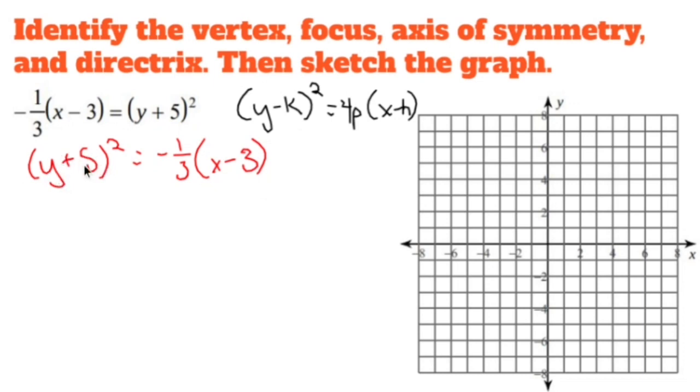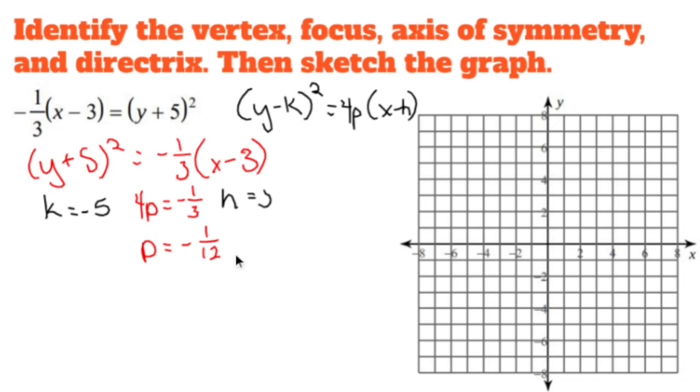Let's compare the two. (y plus 5) squared, (y minus k) squared. Negative k is positive 5, so k is negative 5. x minus 3, x minus h. Negative h is negative 3, so h is positive 3. And if negative 1/3 is the same as 4p, then I say 4p equals negative 1/3. Divide both sides by 4, and p is negative 1/12. Now I have all the information that I need.